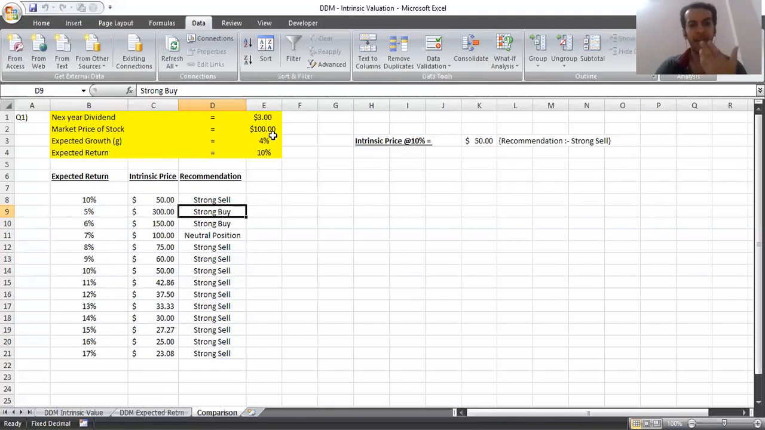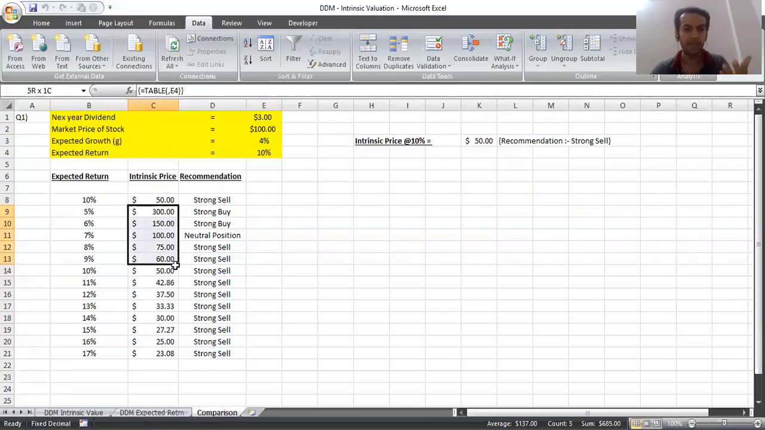Similarly, your market price of a stock is $100, but if you are expecting a rate of return of 6%, then the intrinsic value that you will get is equal to $150. Right, my dear friends? Now, obviously, this intrinsic value of $150 is greater than the current market price of $100, which means there is a future scope that the market price would increase. So for that purpose, we'll put a strong buy position. We'll go long on this position. We will buy the stock. Okay, my dear friends. Now, similarly, we can interpret all these numbers.